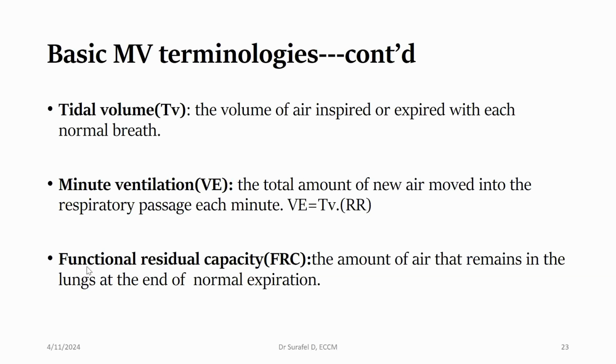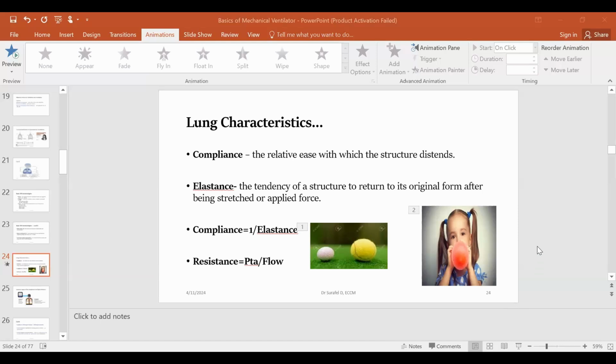Functional residual capacity is just the amount of air that remains after the end of a normal expiration, not a maximal one. If it is after maximal expiration, it will be residual volume. So we were discussing the common lung characteristics that we should know for a patient who is going to be ventilated on a machine.